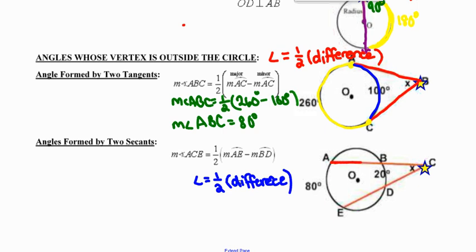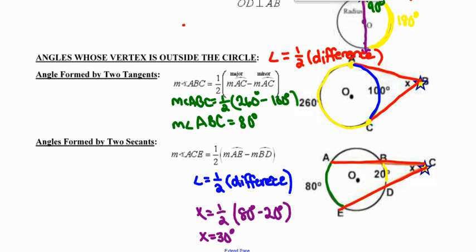So those red line segments make up our angle. The first intercepted arc is the 80 degrees. The second intercepted arc is the 20. The measure of the angle, or x, is going to be half of the difference between 80 and 20, or half of 60, which I'm pretty sure is 30 degrees. So that's our second scenario where the vertex of the angle lies outside the circle.